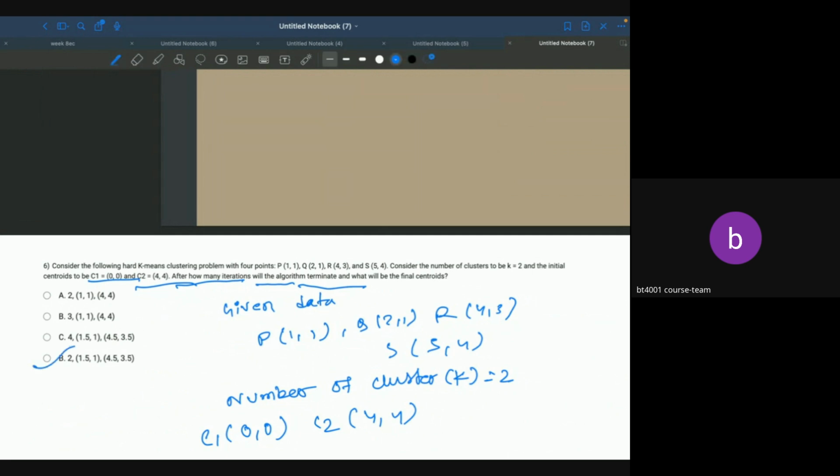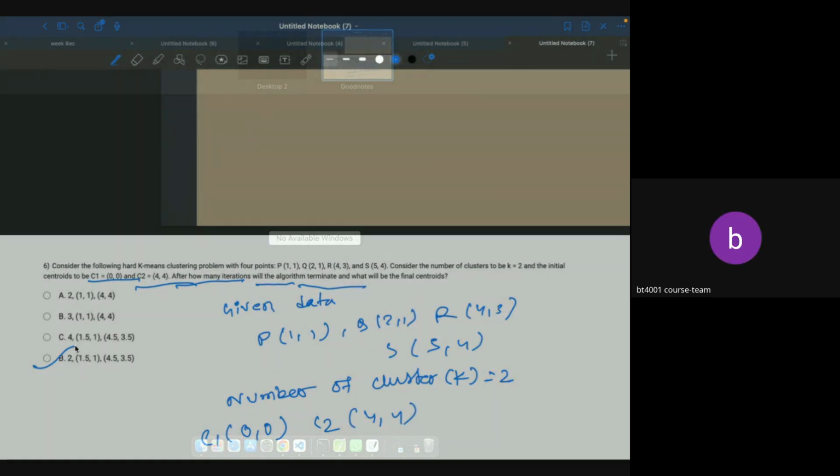So this option, D option, will be correct: 1.5, 1 and 4.5, 3.5 after two iterations. So this question, everyone got it. This type of question may come, like one question will be there. And they won't ask more than 2 iterations.